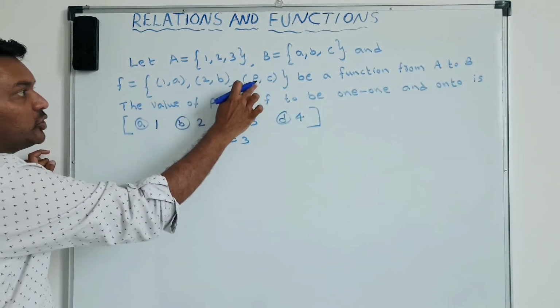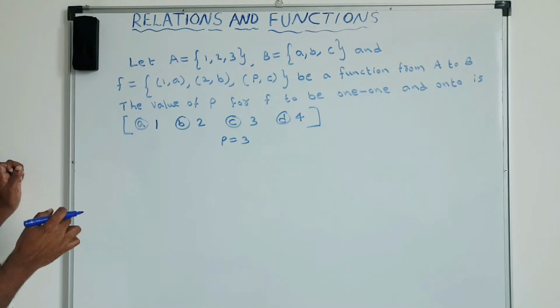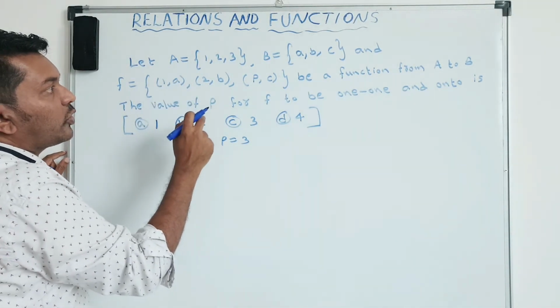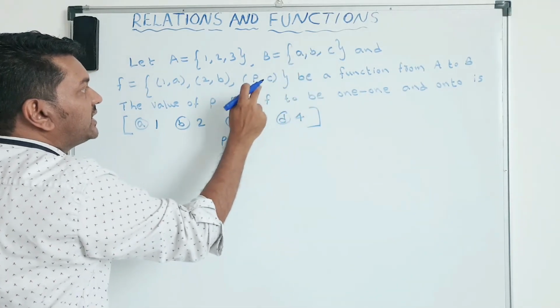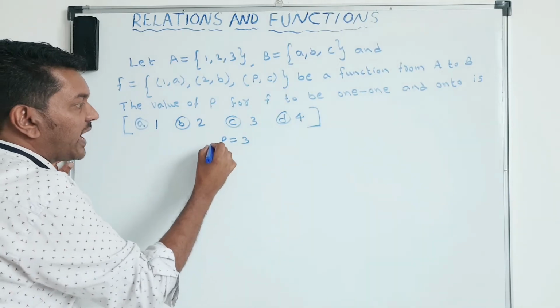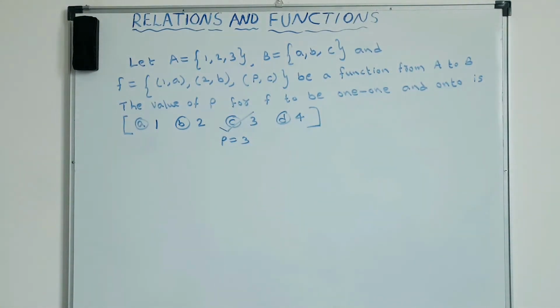Now see, when you substitute p as 3, it will become (3, c). Will it be one-to-one? Yes. And will it be onto? Yes, because range and codomain are equal. Codomain is set a, b, c. Range is this a, b, and c. So p's value should be 3. Option C is our correct answer.